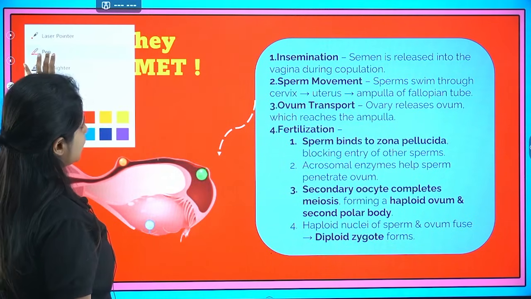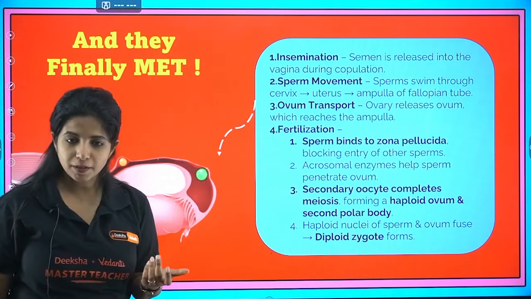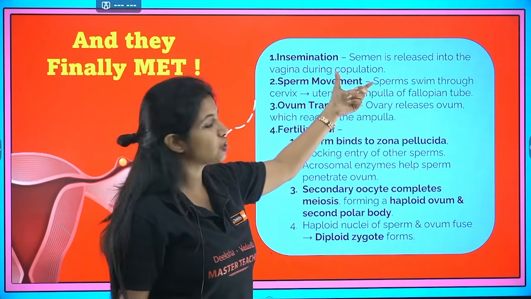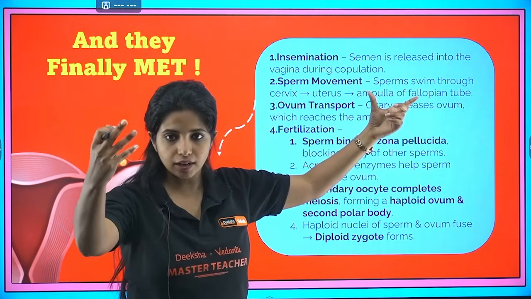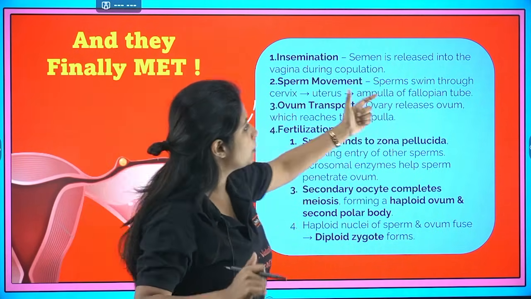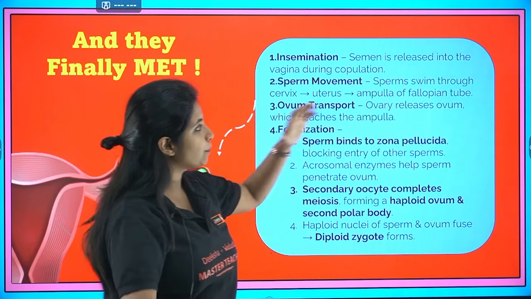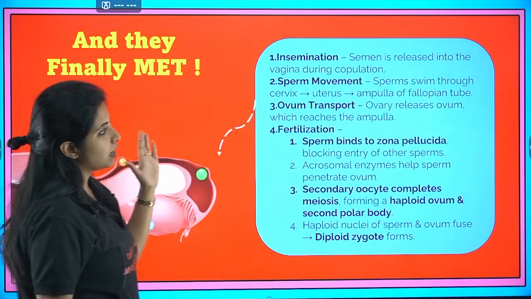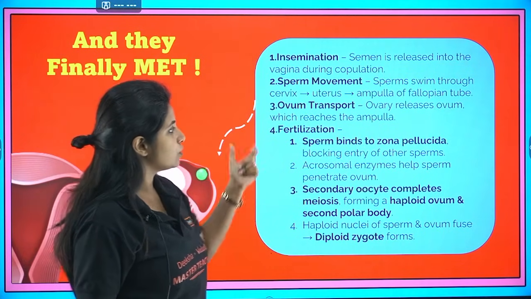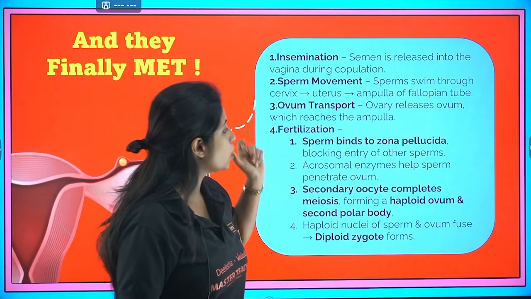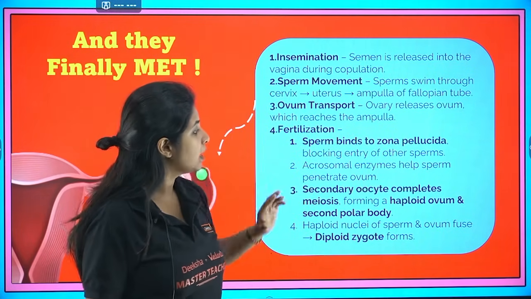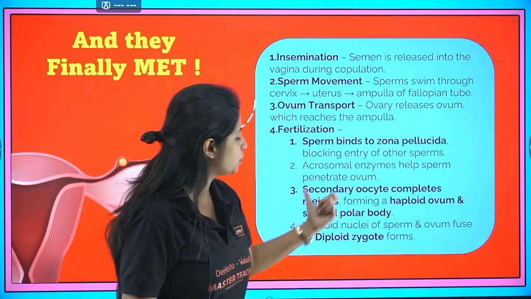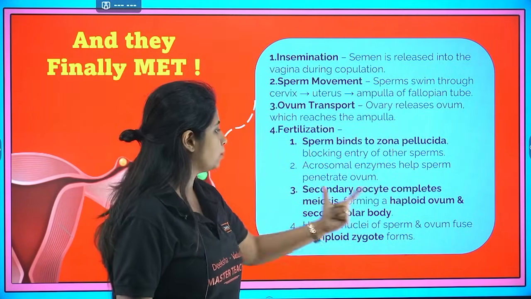So my dear children, insemination happens first. Finally, they met. Semen is released into the vagina during the copulation process. Sperm swim through the cervix, uterus, and the ampulla of the fallopian tube, because the ampulla is the place where the ovum is present. Fertilization: sperm bind to the zona pellucida, blocking entry of other sperm. Acrosomal enzyme helps sperm penetrate the ovum. The secondary oocyte completes meiosis, forming a haploid ovum and the second polar body.